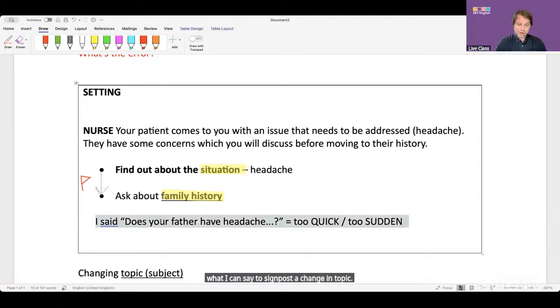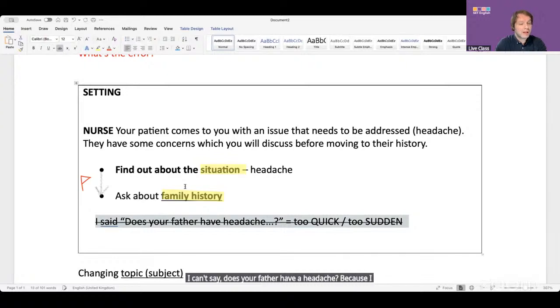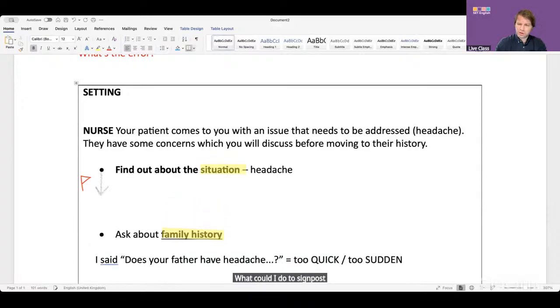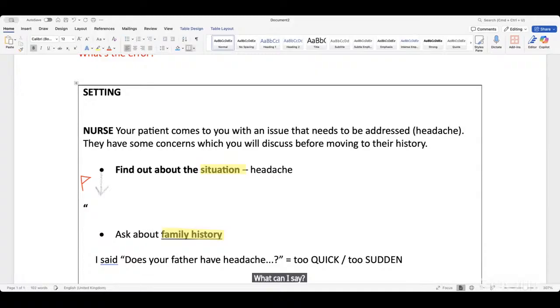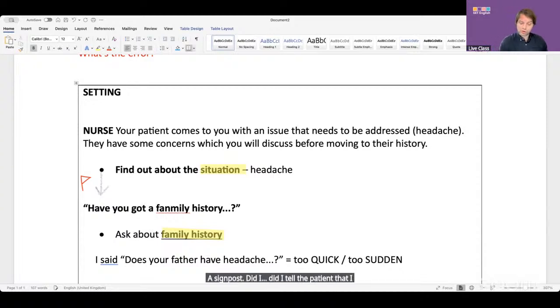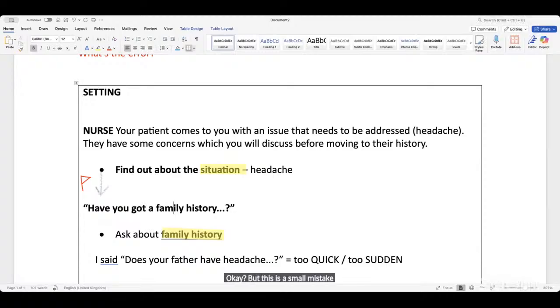I can't say, does your father have a headache? Because I'm talking immediately about that. What could I do to signpost the change? You might say, have you got any family history of headaches? Okay, so again, if I go straight into family history, have you got a family history? Is that really a signpost? Did I tell the patient that I want to change? Not really. Okay. But this is a small mistake. You can make this mistake in your exam.